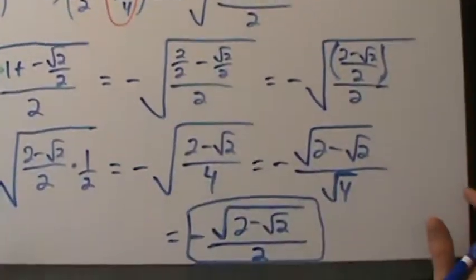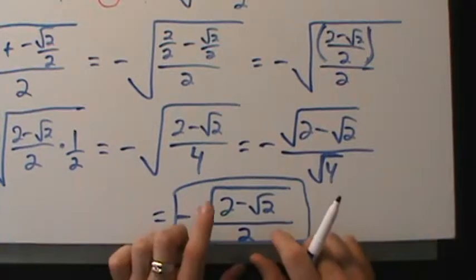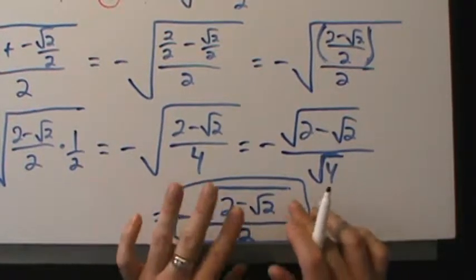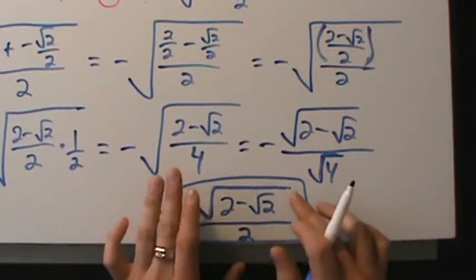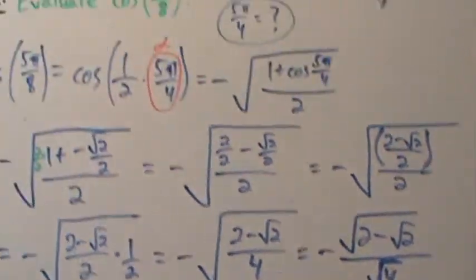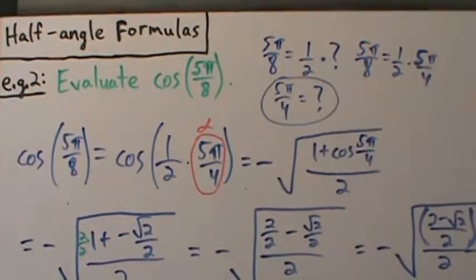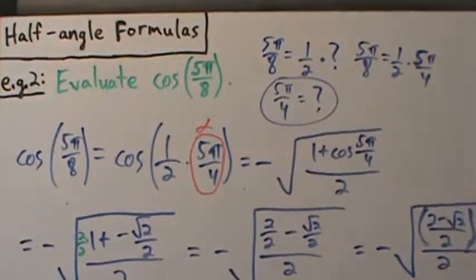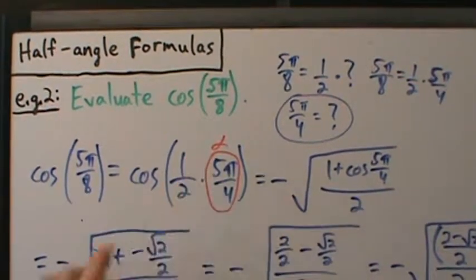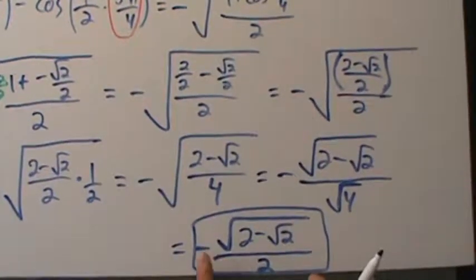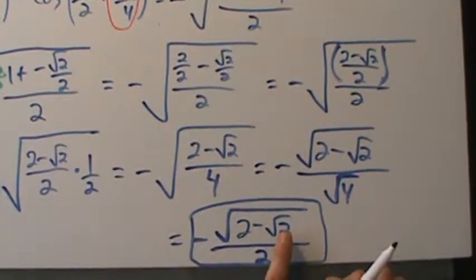It is kind of cool that we can get an exact number. This is an exact number, right? It's not an approximation, no decimal approximation, nothing like that. It's an exact value. It is kind of goofy looking, kind of crazy, but that's what's nice about these half-angle formulas, we can use them to evaluate things like this. So anyway, that's example 2 using half-angle formulas, evaluate cosine of 5 pi over 8. And again, here's our answer, negative root 2 minus root 2 all over 2.